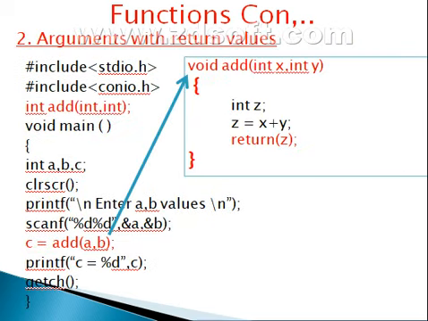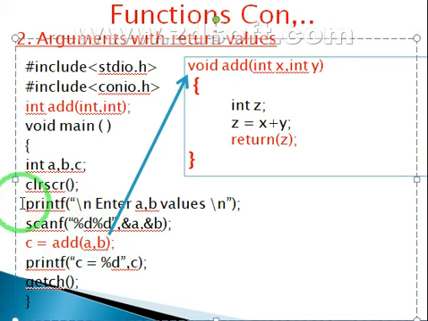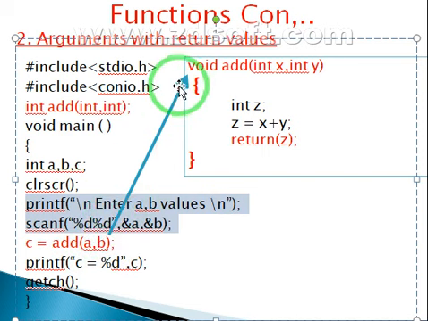The second one is argument with return value. So both are available. Here we have C equal to add A comma B. A and B, we are getting the information from the user based on this particular printf and scanf line. Based on the printf and scanf line, we are getting the two values. Those two values we send through the function call, and the execution control moves to the function definition, integer x and integer y.